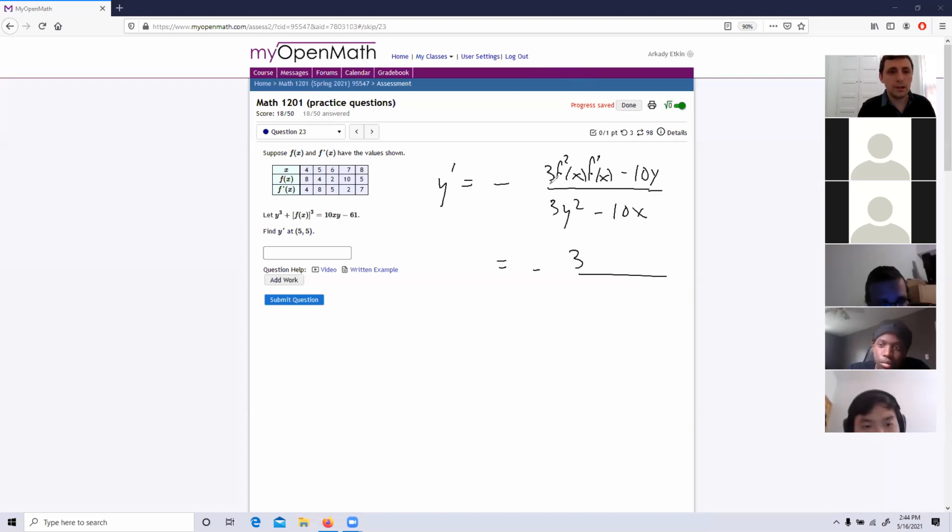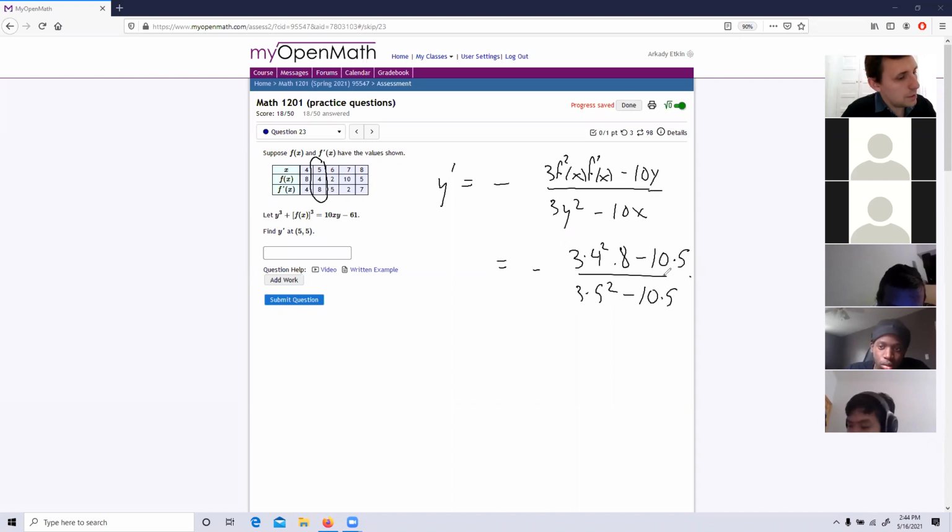We have 3. At 5, we look at this column. So f of 5 is 4 squared, so 4 squared times 8 minus 10 times 5. And for the bottom, it's 3 times 5 squared minus 10 times 5. This is my formula. Let's try to put it in.